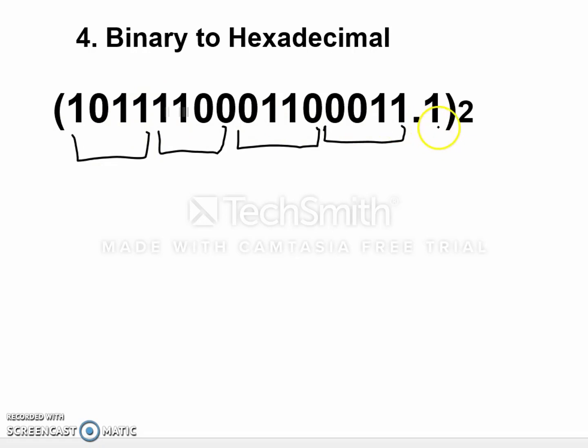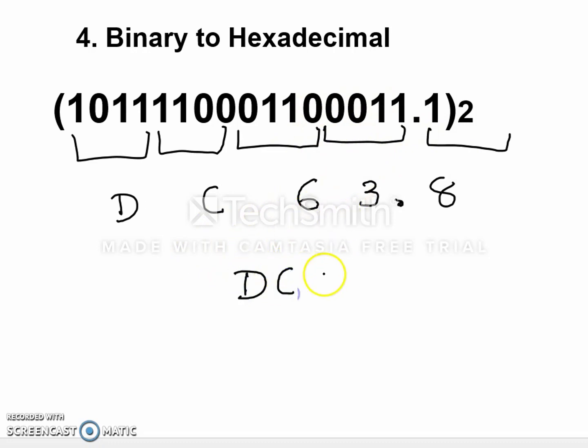So it is 4 groups, and for the fractional part there is no 0 available, so you can add 3 zeros over here. What is the hexadecimal equivalent of 0 1 1? It's 3. 0 1 1 0 means 6. 1 1 0 0 means C. 1 0 1 1 is D. The dot stays as it is. 1 0 0 0 means 8. So the hexadecimal equivalent of this binary sequence is DC63.8. That is in hexadecimal format. This is how we can convert binary into a hexadecimal number.